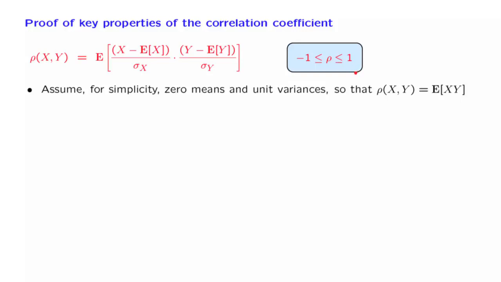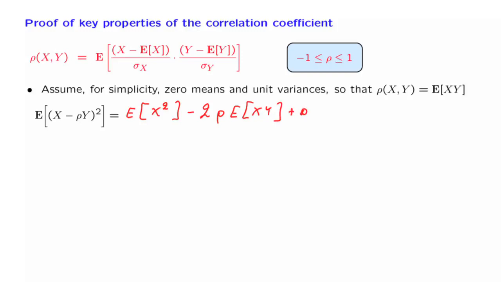general case. What we will do is we will consider this quantity here and expand this quadratic and write it as expected value of x squared. Then there's the cross term, which is minus 2 rho, the expected value of x times y, plus rho squared, expected value of y squared. Now, since we assume that the random variables have zero mean, this is the same as the variance, and we assume that the variance is 1, so this term here is equal to 1.